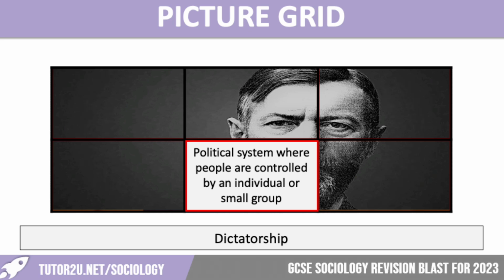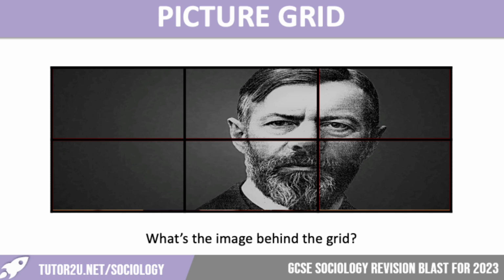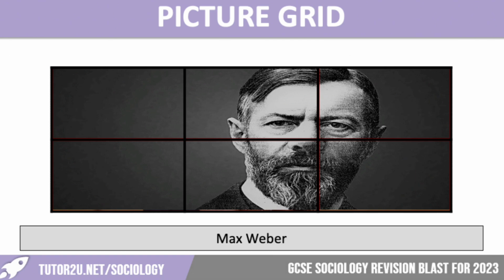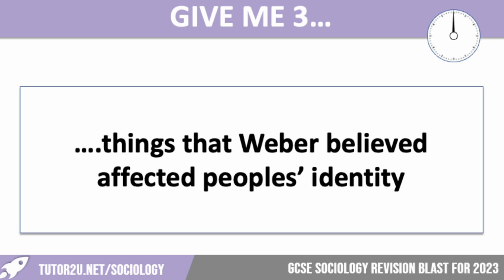Right, let's reveal the last bit of the photograph. So who is our sociologist on the screen? Hopefully we all recognise that it is Max Weber. Now this links nicely into our next activity, which is a give me 3. So give me 3 things that Weber believed affected people's identity. Off you go.